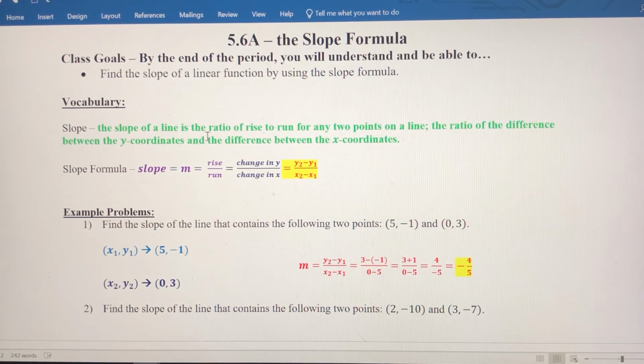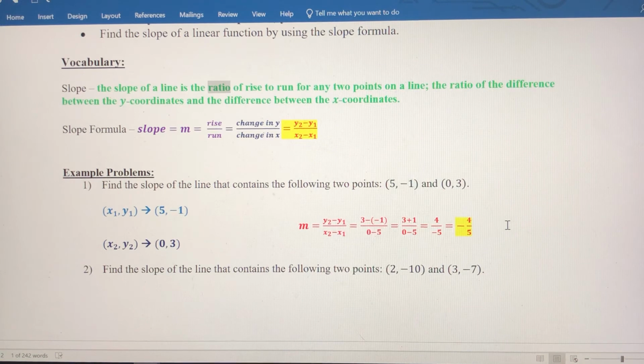So remember, slope is a ratio, so we're going to leave that as a fraction, okay? Slope always needs those two components, the rise, which in this case would be -4, and the run, which would be positive 5, all right? So the slope of the line that has these 2 points is -4/5, okay? If you want to check that, you can plot these 2 points and draw the line, and then you can do the rise over run triangle like we did in the last section. Okay? All right, let's do problem 2.